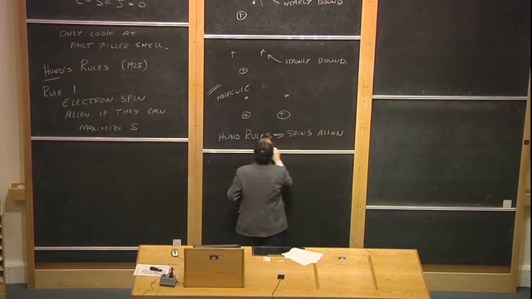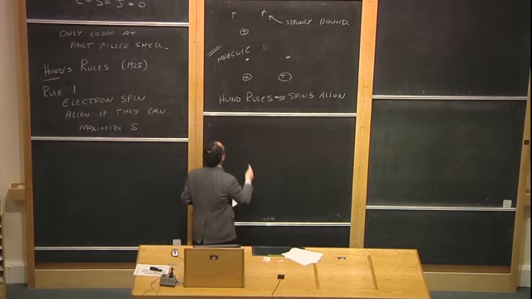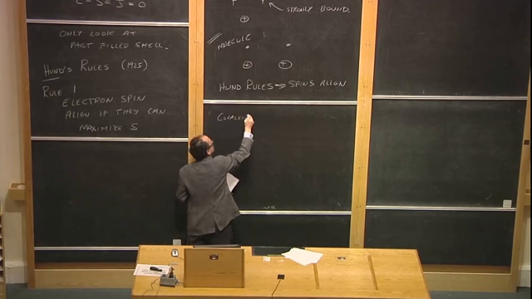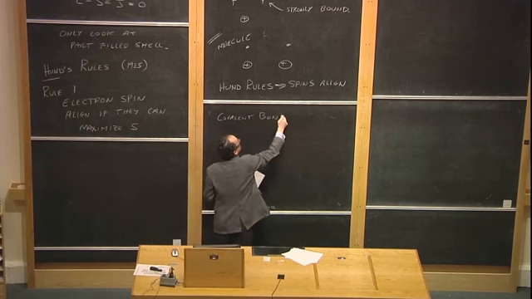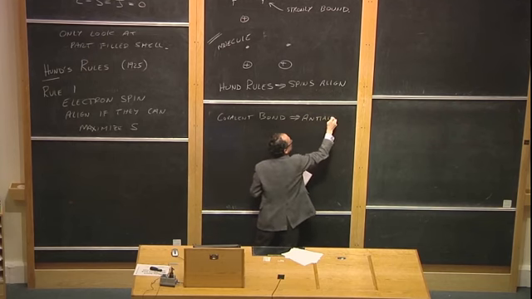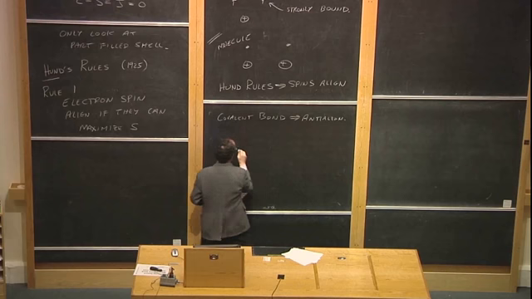But that has to compete with something else. And the other thing that it has to compete with is the covalent bonding. Bonding wants anti-aligned. Let's recall what we learned about covalent bonding.